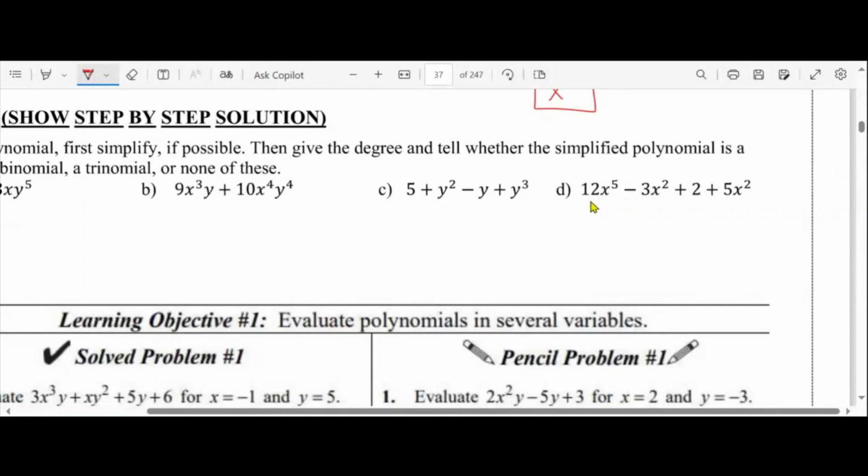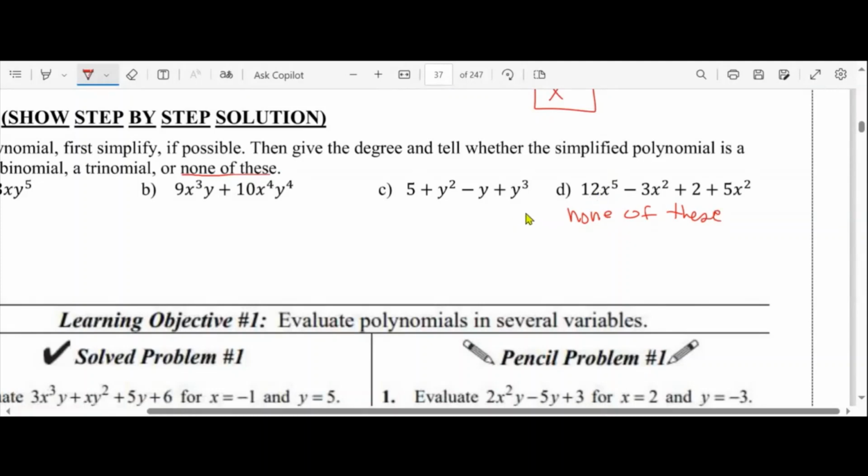How many terms here, Muhammad? 5 terms. So we only have mono. Everybody say mono. Bi. Tri. Now we don't have fourth. So we're gonna call this what? None of these. So it's not mono. It's not binomial. It's not trinomial. So we're gonna say none of these.